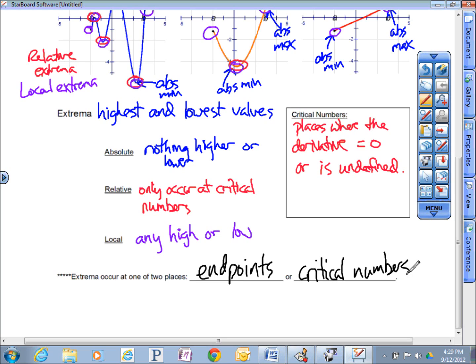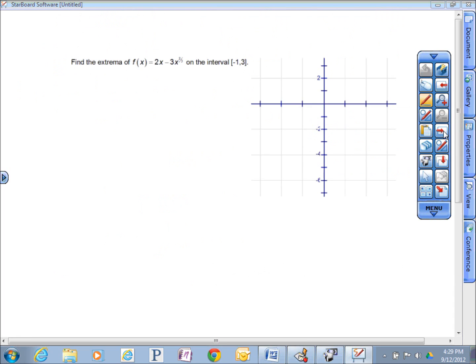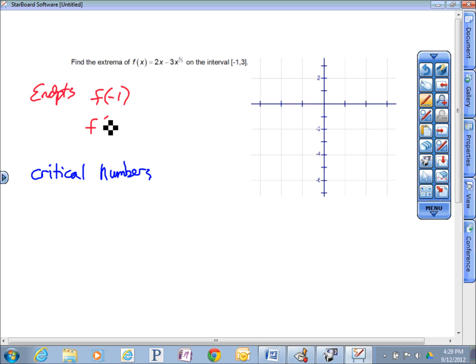Now, how does it look if we put it in practice? When I look at this problem, find the extrema of this function. If extrema happen at one of two places, either endpoints or critical numbers, here's what we know. This thing's endpoints are -1 and 3. So I'm going to check f of -1. I'm going to check f of 3. I'm going to compare those values.